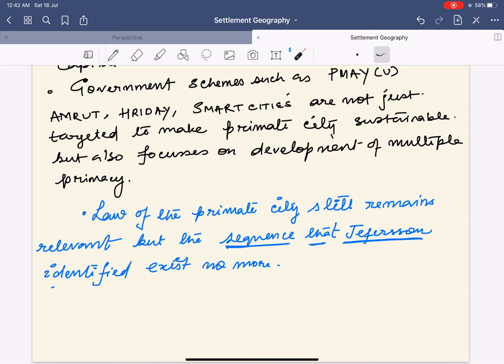Next, the law of the primate city still remains relevant, but the sequence that Jefferson identified exists no more. It says that the law of the primate city is again relevant, but with multiple primacy, not single primacy. Jefferson, what did he say? He said about single primacy. He never said anything about multiple primacy. But in reality, it is multiple primacy that exists in the world.